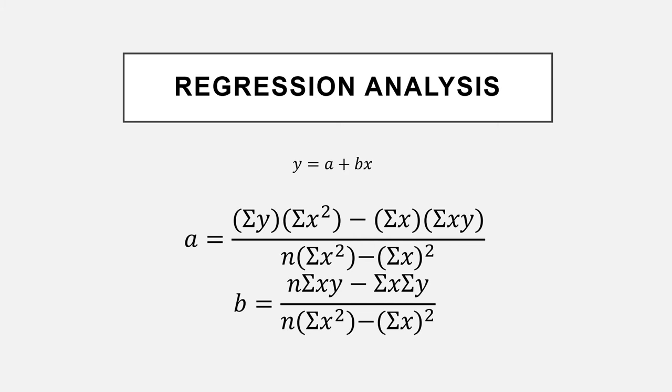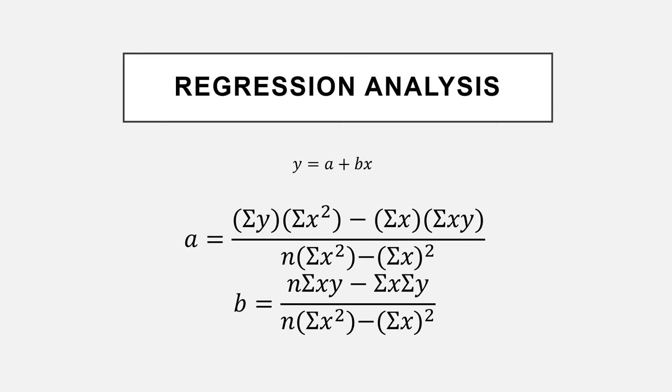When you say summation, that is the total, the sum. Summation of the y times the summation of the square of x minus the summation of x times the summation of x times y, all over n, where n represents the total number of values, times the summation of the square of x minus the square of the summation of x. So that will be our A.